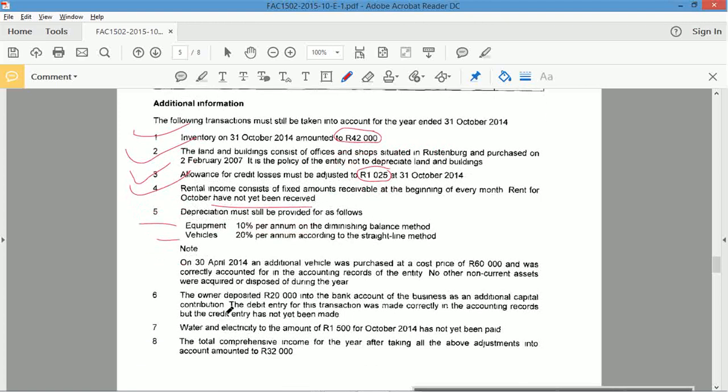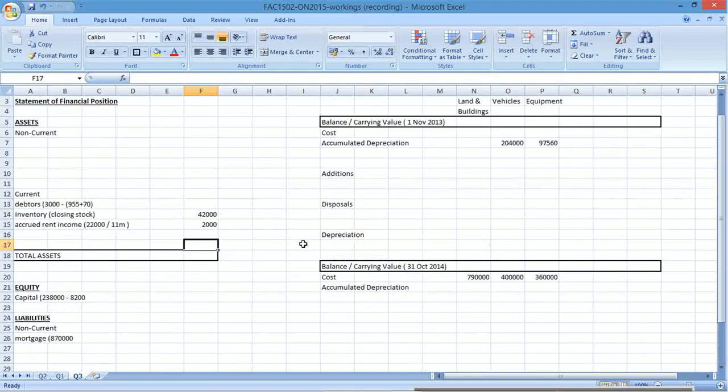Equipment, vehicles. Okay, but here they give you a note. On 30 April, an additional vehicle was purchased. Okay, so I'm buying more vehicles. Did I buy any more equipment? No other non-current assets were acquired or disposed of during the year. Okay, so vehicles requires a timeline. Equipment doesn't. Okay, so let's sort out the equipment first because that's easier.